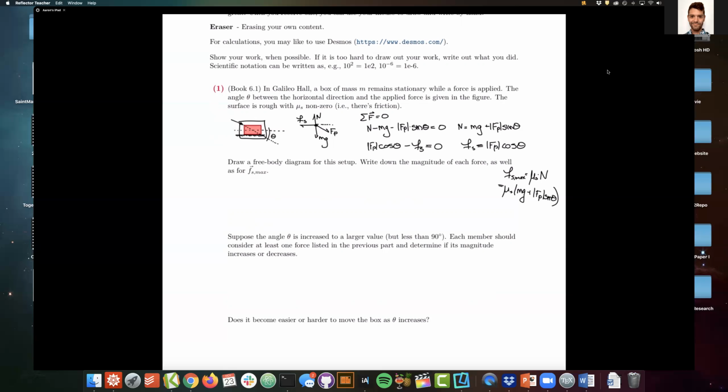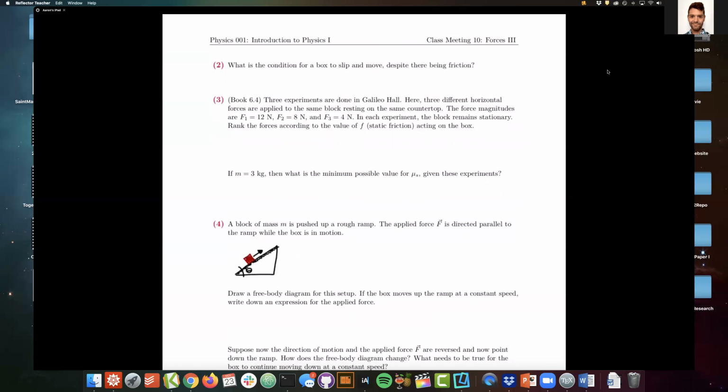Suppose the angle increases to a larger value. Determine if the forces increase or decrease. So you're given how everything depends on sine and cosine. You can reason that out. What is the condition for a box to slip and move despite there being friction? We just talked about that.